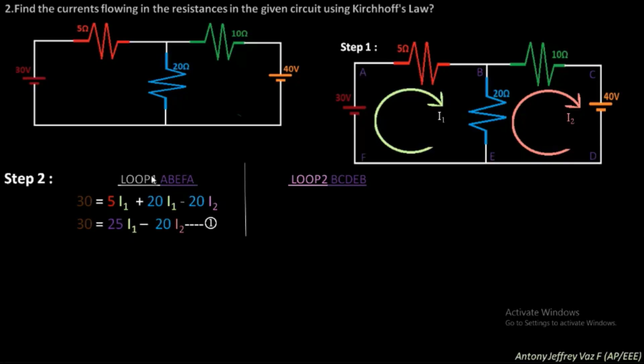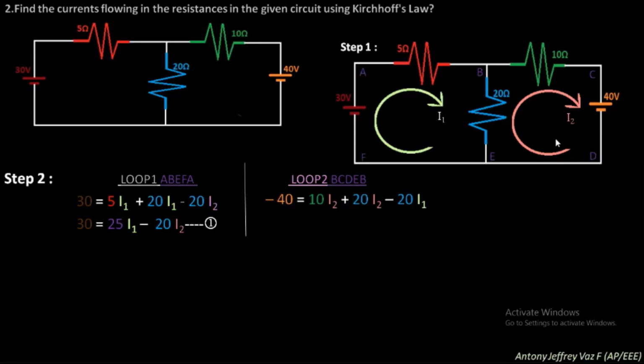Next, you need to simplify this equation, which is nothing but 30 equal to 25 I1 minus 20 I2. This is the same step for the two problems. For the first problem and the second problem, the first loop is the same. There will be no difference, because in the second loop there is a difference. I will tell you.